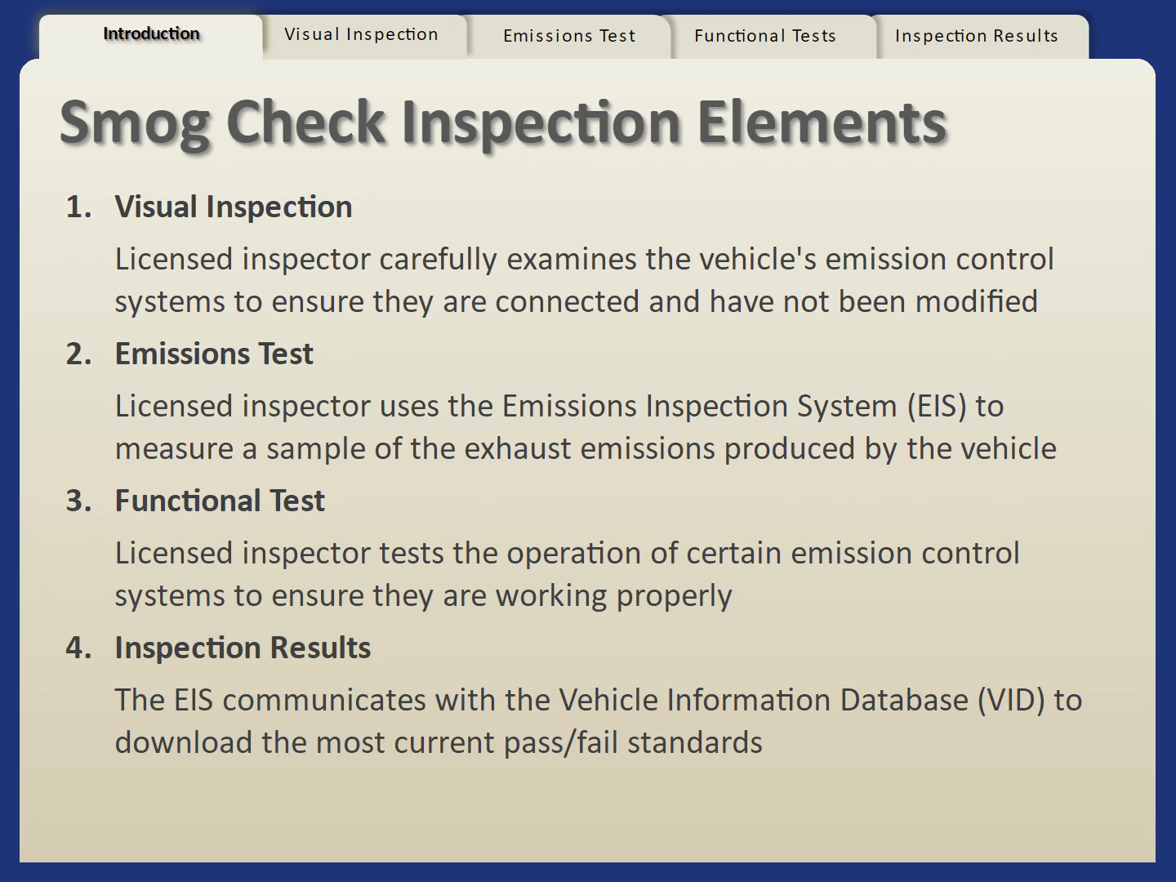The SmogCheck inspection includes the following elements. A visual inspection is performed to ensure that the vehicle's emission components are present, properly connected, and have not been modified. An emissions test is then conducted to determine the actual composition of the exhaust gases. The emissions test is followed by several functional tests that are performed to confirm the operation of certain emission components. Inspection results are transmitted to the Vehicle Information Database, or VID.